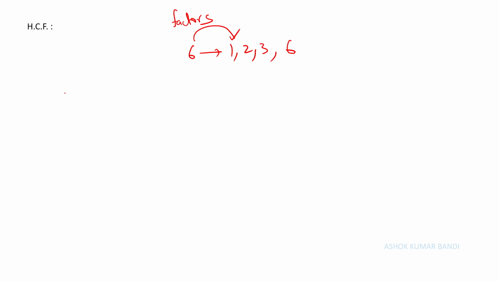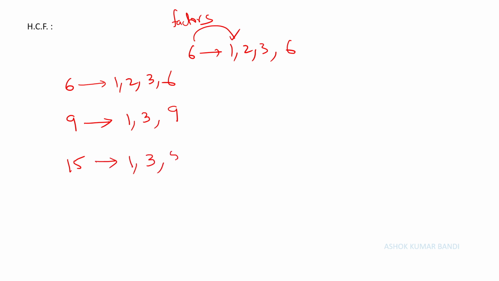Let us take the same example. Or if you want to make it somewhat difficult, take some other example. For example, I will take 6, I will take 9, I will take 15. I want to find out the HCF of all these three numbers. Now, we are dealing with factors. So write the factors. What are the factors of 6? 1, 2, 3, 6. What are the factors of 9? 1, 3, 9. What are the factors of 15? 1, 3, 5, 15. Done with factors.